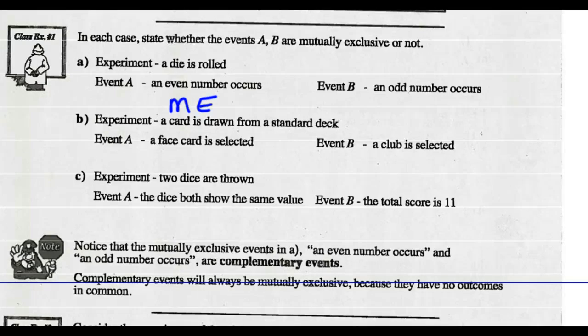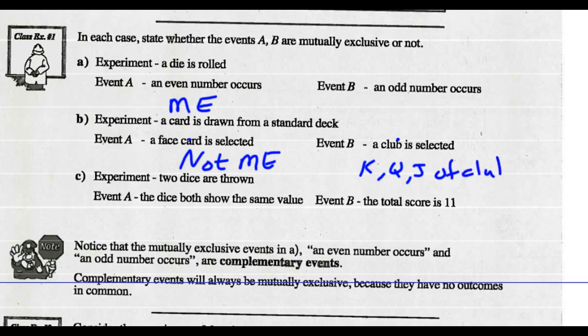Part B, a card is drawn from a standard deck. Event A is a face card. Event B is a club. Are they mutually exclusive or not? No, they are not mutually exclusive. Reason why? Well, you can have a face card that's a club. You can have the king or queen or jack of clubs. And that would satisfy a face card and a club, so they're not mutually exclusive.